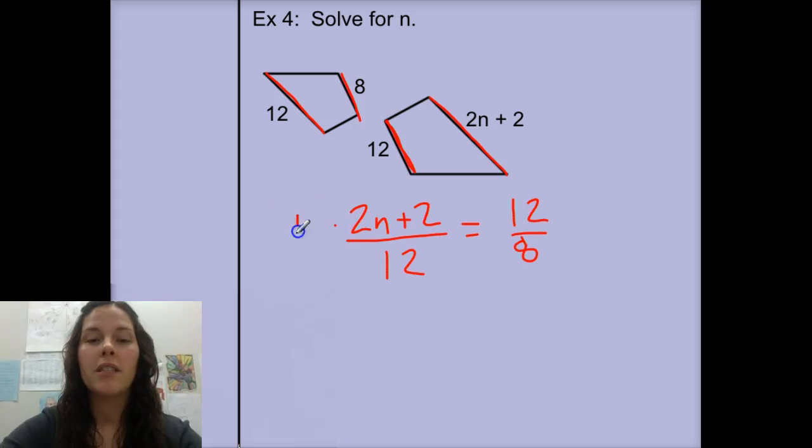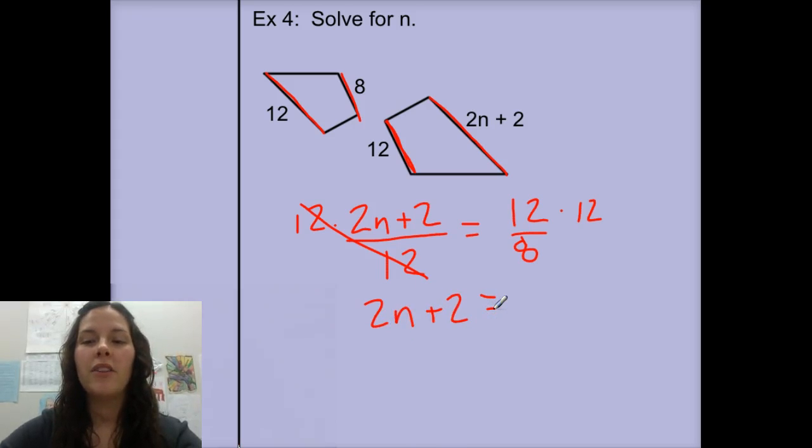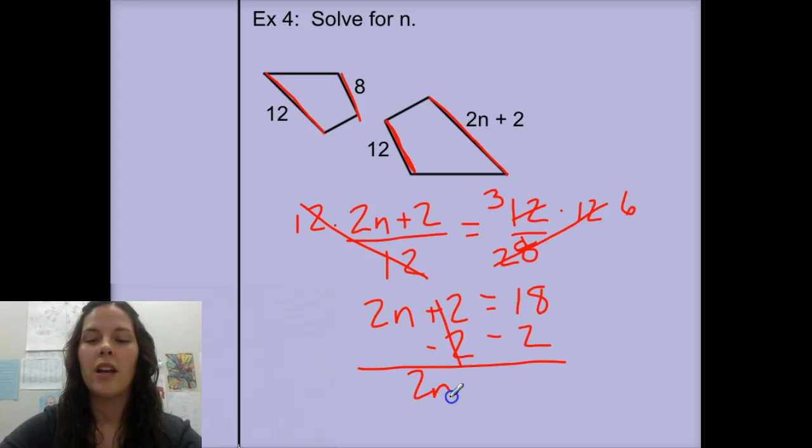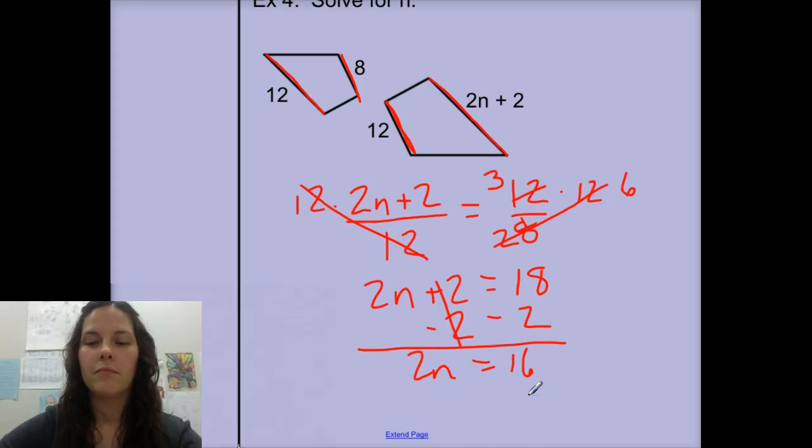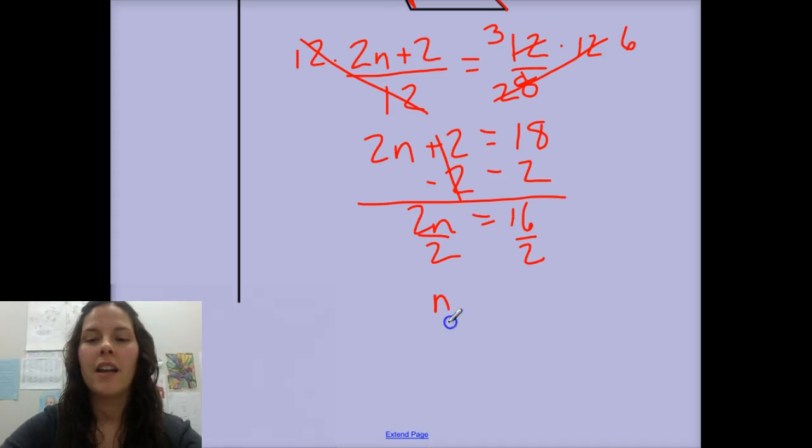All right, so multiplying both sides by 12 to cancel my denominator. 2n plus 2 on the left-hand side. And my 12 and 8 have a common factor on the right-hand side, so I'm going to divide them each by 4. And 12 is divisible by 2. 12 divided by 2 is 6, so I end up with 3 times 6, or 18. Subtracting 2 from both sides, I get 2n equals 16. And dividing both sides by 2, I get n equals 8.